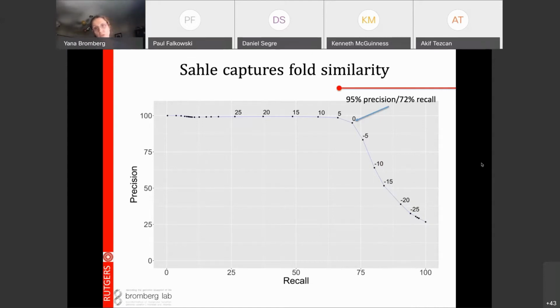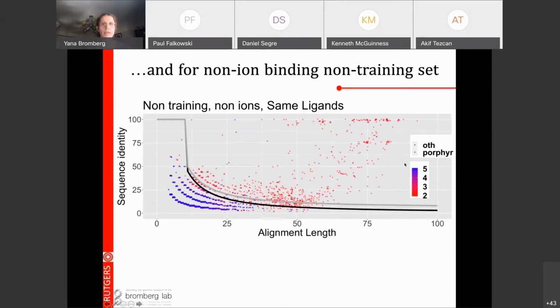Now, we could have been more strict in requiring precision, so we could have moved up, but then we would have lost the alignments that we really were interested in. So what does that give us? Well, it gave us the ability to actually look at protein structures that were unrelated to the training set. So, for instance, in this particular scenario, what you are looking at is the same type of graph for non-ion binding, non-training set data. So this is things that bound ligands that were larger than an ion, but they were not included in our training set.